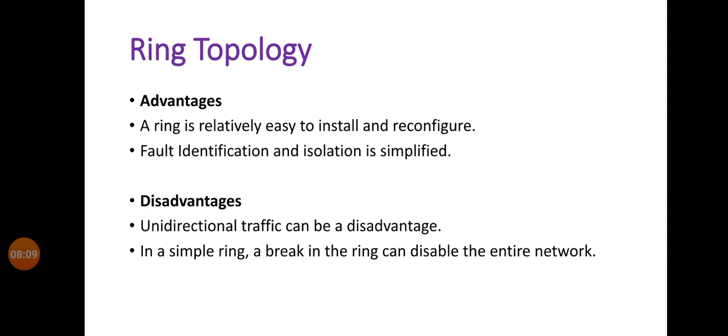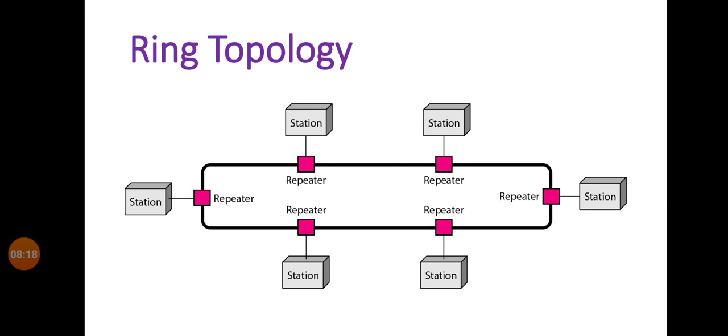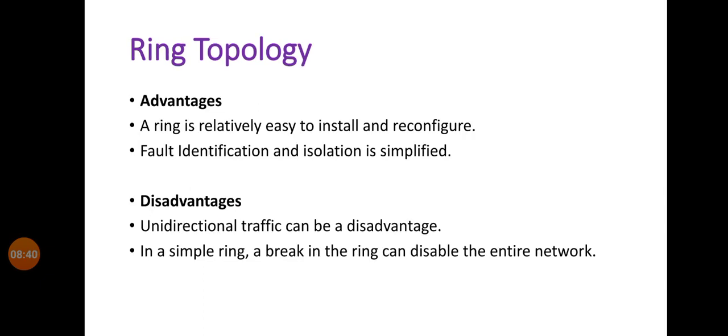Then another disadvantage is, in a simple ring, a break in the ring can disable the entire network. Break in the ring means what? As you can see, all stations are connected in a ring structure. So if anything happens to that ring, then the connection between all other stations will be broken. So all other stations can't transmit their data if the ring is broken.